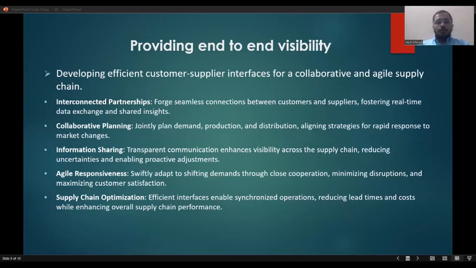Next aspect for developing efficient customer supplier interfaces is optimizing the supply chain, which enables synchronized operation, which reduces lead time and cost while enhancing overall supply chain performance.